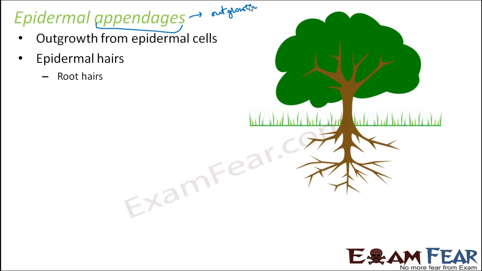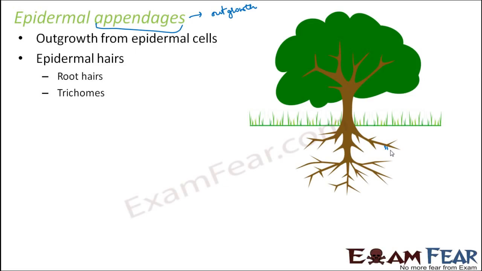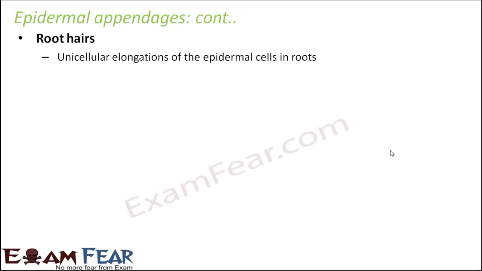Now, what are the epidermal hairs? Where do we see them? They are seen in different parts of the plant. For example, in roots, they are called root hairs. Root hairs are nothing but, when you closely observe the root structures, you see small, thin hair-like structures. They are also termed as trichomes, which are generally seen in stems. So when we talk about epidermal appendages, we will talk about these two things: one is root hairs and one is trichomes. So let us talk about root hairs.